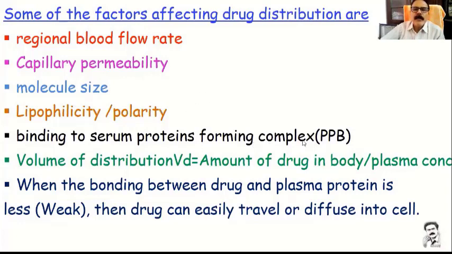And binding to serum protein, plasma protein binding, is important. The complex formation will also decide the flow. And volume of distribution: the total amount given to the body and the concentration available in the plasma is considered as VD. This VD is also important. Depending on that, it decides whether the drug is at the action site or not. When the bonding between drug and plasma protein is less, the drug can easily travel and diffuse. This is an important point: plasma protein and drug should not have a strong bond. It should have a weak bond. Then only can the drug be easily given out.